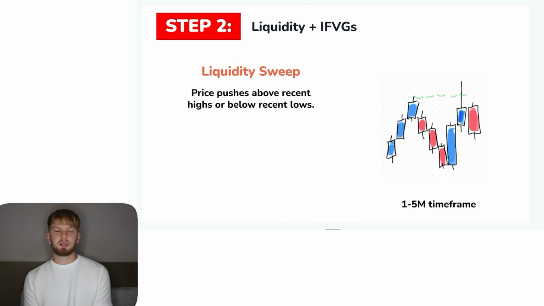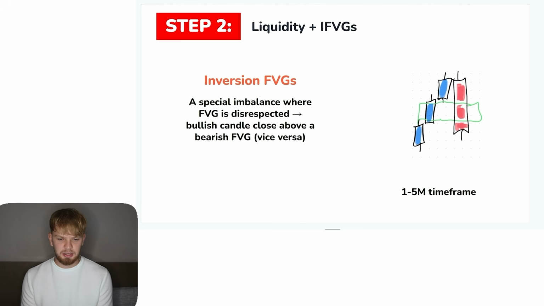Ideally you want to see a liquidity sweep on the 1 to the 5 minute, the 15-minute time frame, the 1 hour, or the 4 hour. Those are the most common time frames that you're going to use for liquidity sweeps, mainly from the 1 to the 5 minute. That's where I find literally most of my liquidity sweeps.